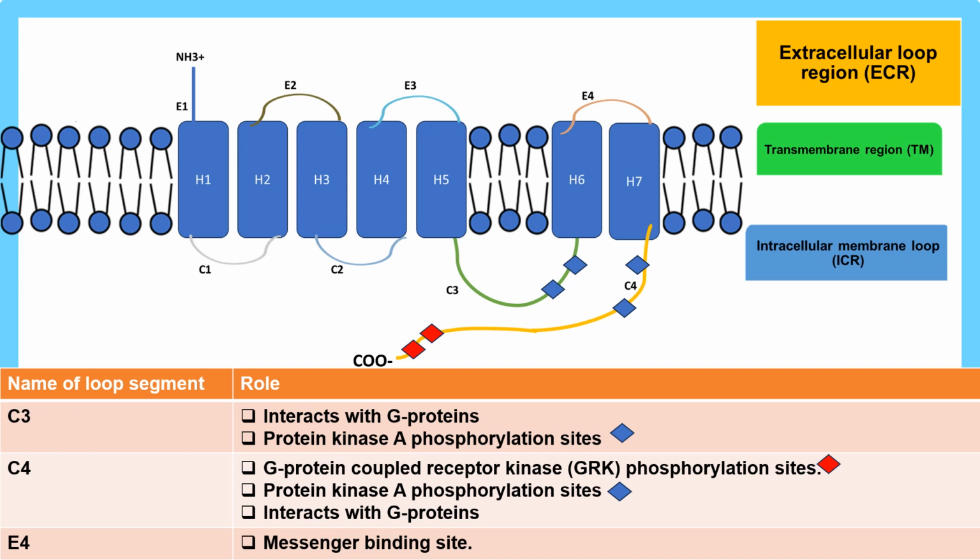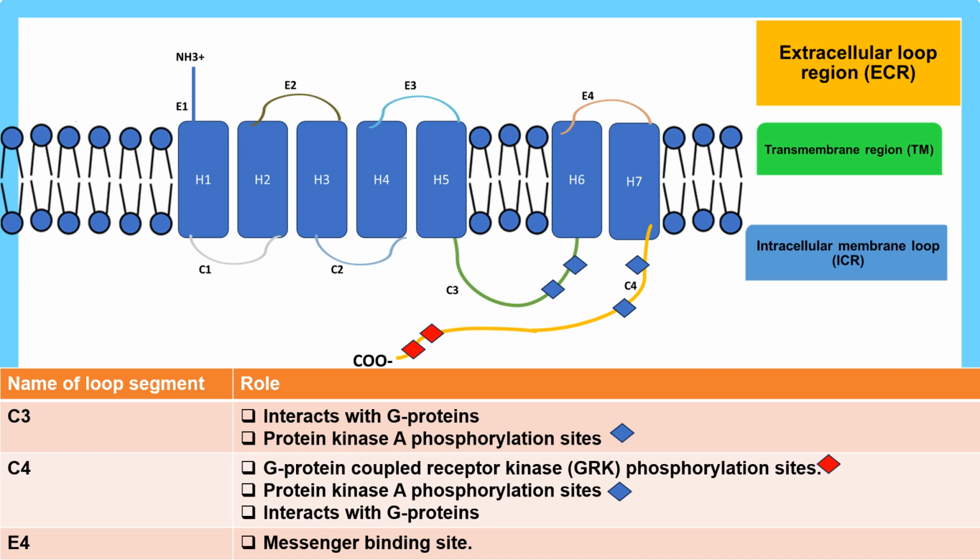So now you can see that within these loops there are categorized regions. You can see there's E1, E2, E3, E4, and then you've got the 7 transmembrane regions, H1, H2, H3, H4, H5, H6, H7. And then the intracellular membrane loops, you've got C1, C2, C3, and C4. Now, the purpose of why you have the NH3 plus and the COO minus is because the GPCR is a receptor, and a receptor is a type of protein. And the structure of the protein comprises amino acids, and these amino acids have an amine group and a carboxylic acid group.